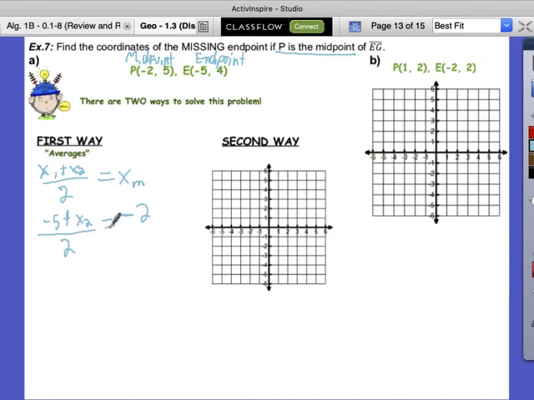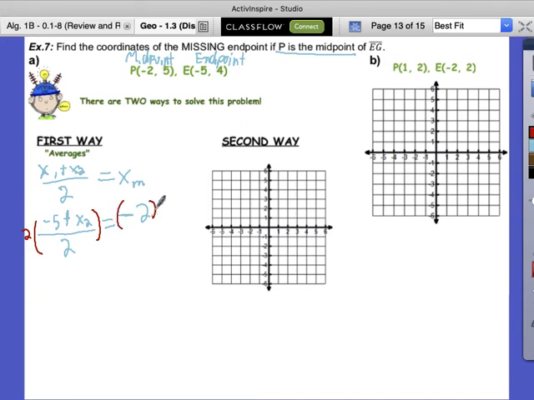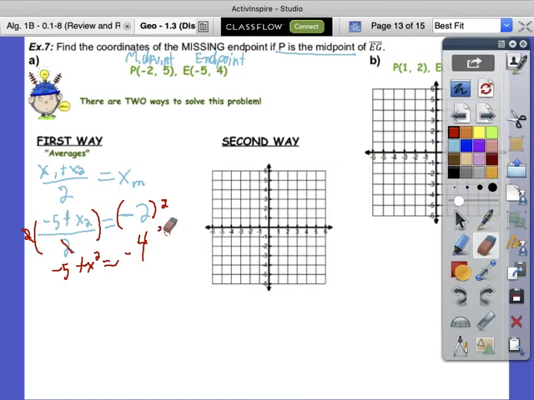To solve this one, we would multiply both sides by 2, or by 2 over 1, because we have to get rid of this fraction to start with, since it's dividing the whole left side. So 2 and 2 simplify out. We're left with negative 5 plus x2. On the right side, we still need to multiply. So negative 2 times 2 is negative what? 4.